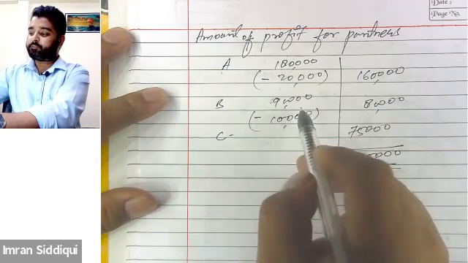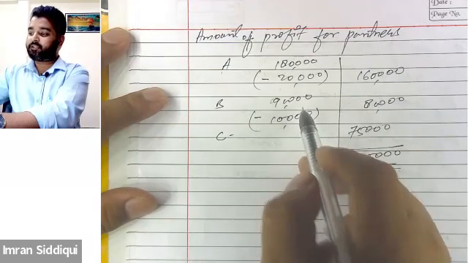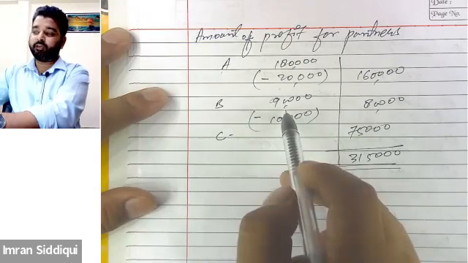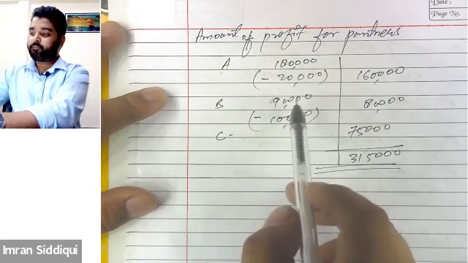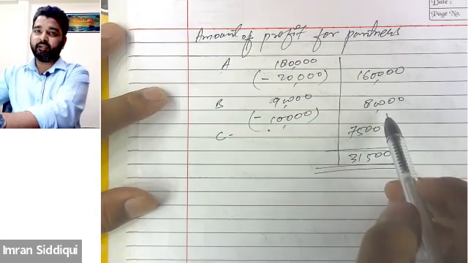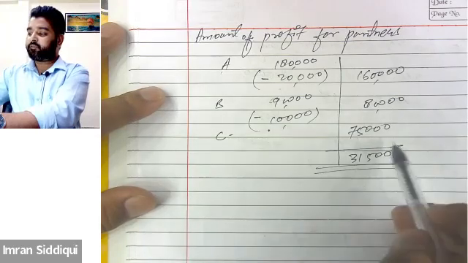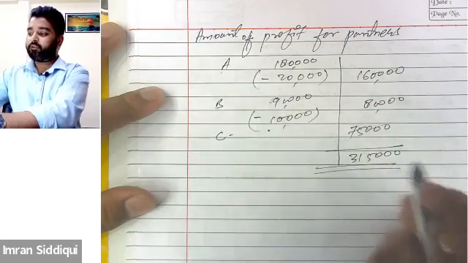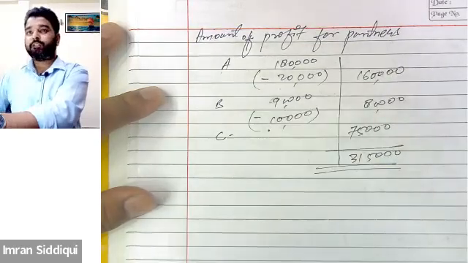And similarly, B's profit was actually 90,000. But since there is a deficiency in C's profit that B needs to bear up to rupees 10,000, that means 90,000 minus 10,000, the profit that B will be taking is 80,000. And C's profit will obviously be 75,000 as guaranteed to him by A and B. So this is how we will allocate the profit among the partners.